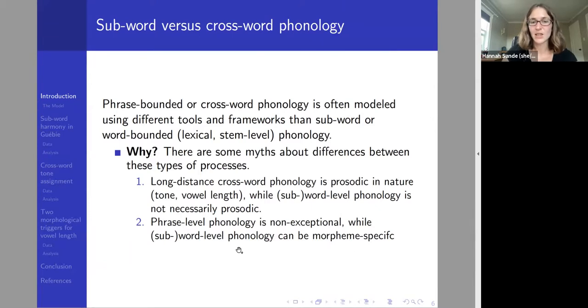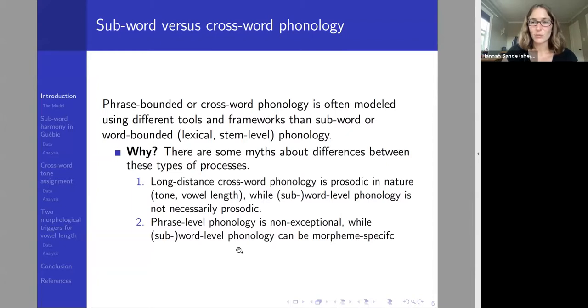The first one is that long distance crossword phonology is always prosodic in nature, involving tone or vowel length, while on the other hand, word or subword phonology is not necessarily prosodic, but can involve segmental things like the vowel hiatus resolution we saw in Ojibwe. The second one is that phrase level phonology is non-exceptional.